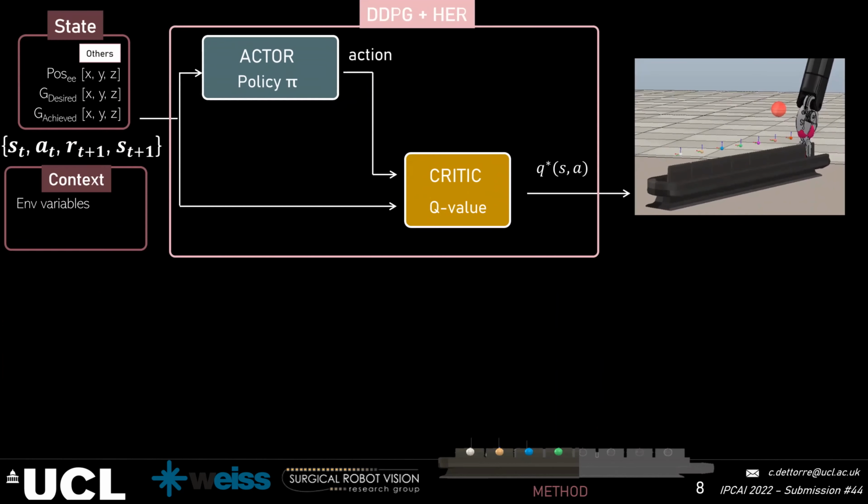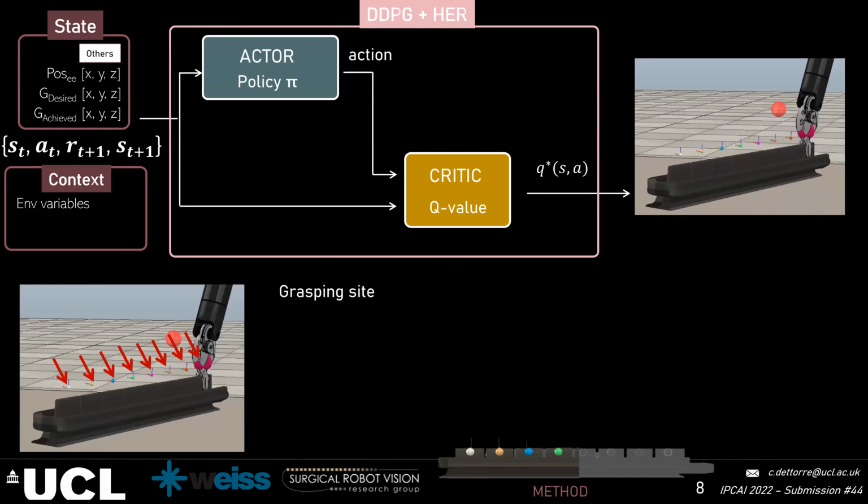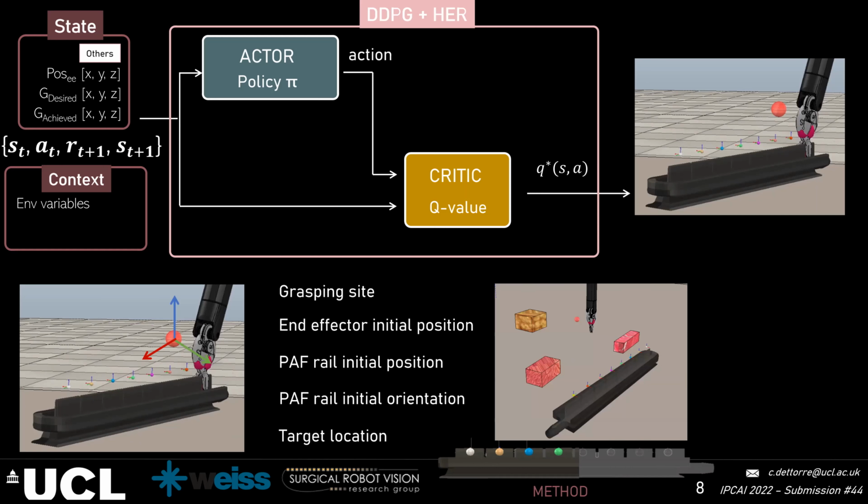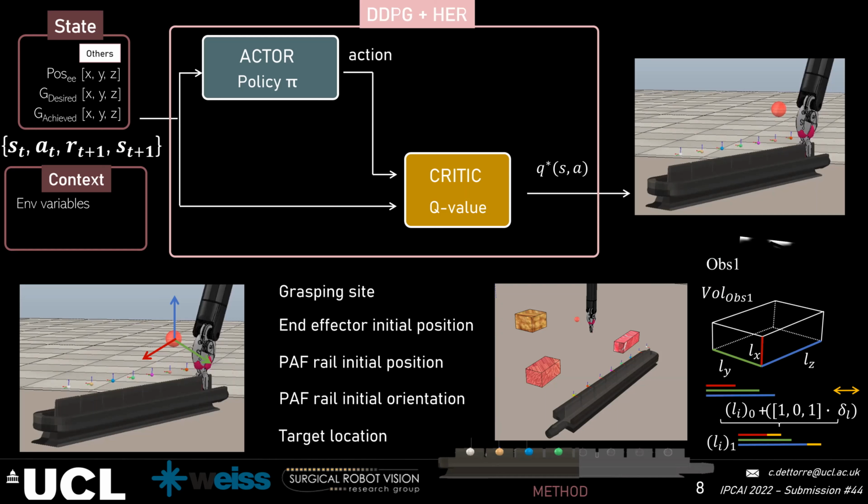Specifically, we introduced the following variables derived from each task, such as the grasping side as the possible grasping position of the rail, the end effector initial position, the rail initial position and orientation, and the location of the circular target. We also introduce obstacles to simulate the abdominal area that we want to avoid when executing the task, and we randomize their dimension at each reset, sampling from a predefined range explained in the figure.